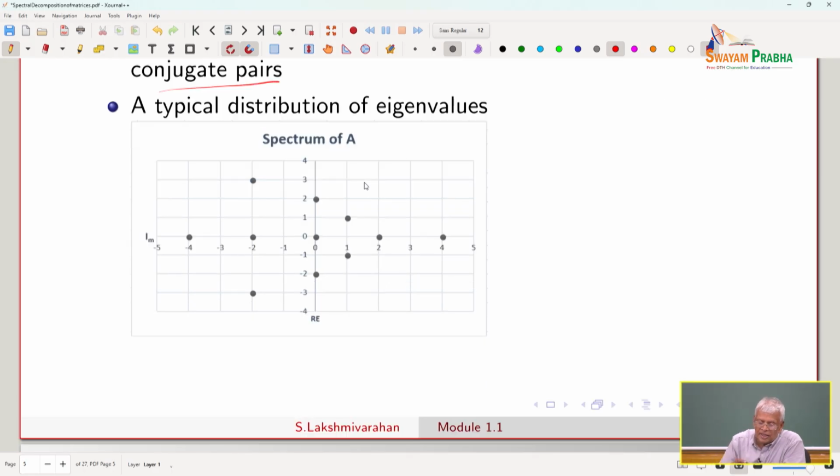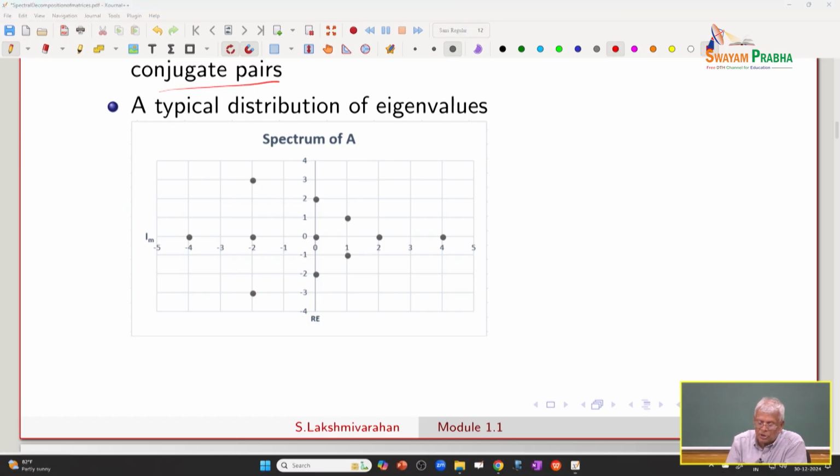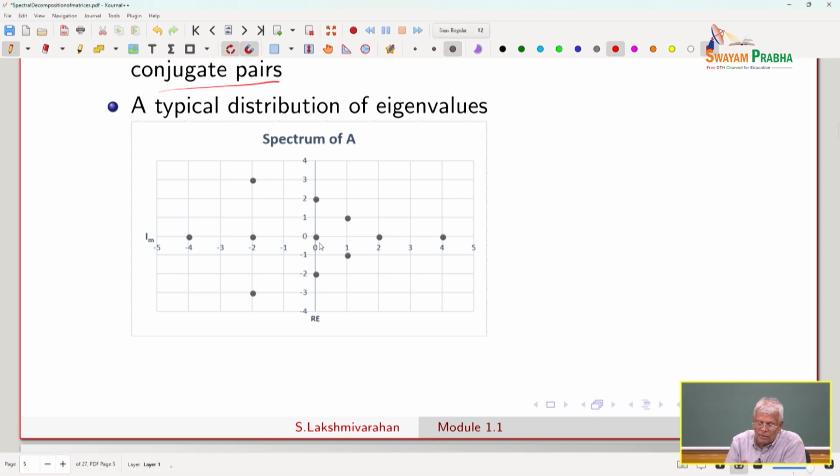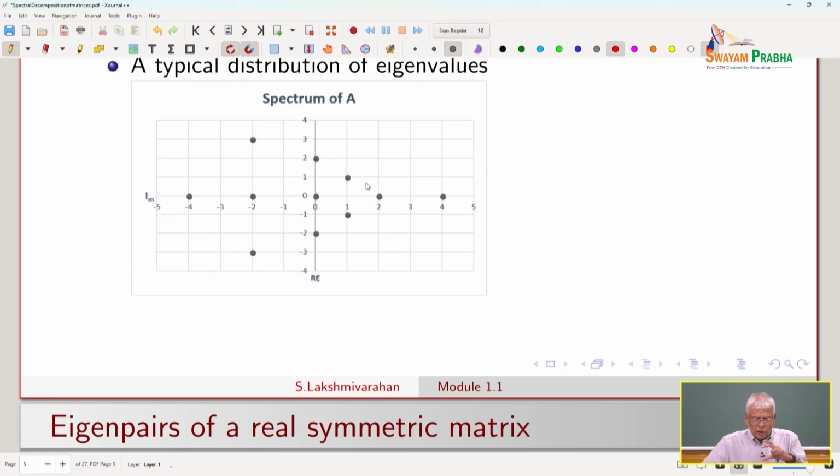A typical distribution of eigenvalues: look at this now, this is the real and imaginary axis, the x axis is the real axis, the y axis is the imaginary axis. So, I can have eigenvalues at -4, and complex conjugate eigenvalues. There is one eigenvalue which is 0, and there are two complex conjugate eigenvalues on the y axis, the imaginary axis. So, in general, the spectrum of A could be anywhere in the complex plane, provided the complex roots are conjugate.